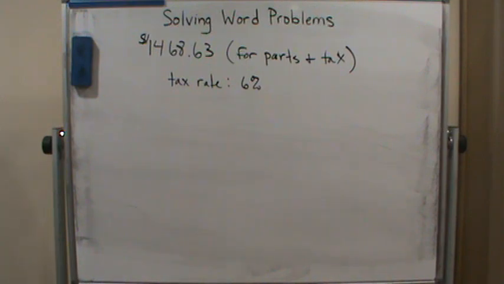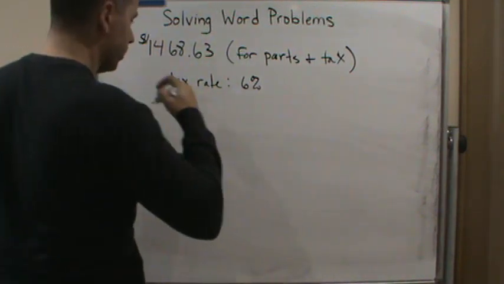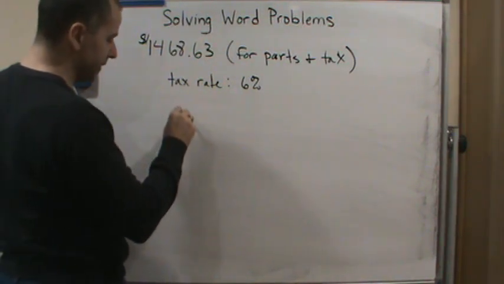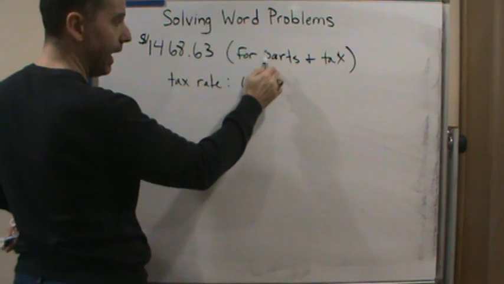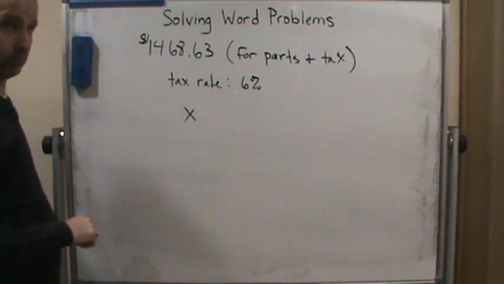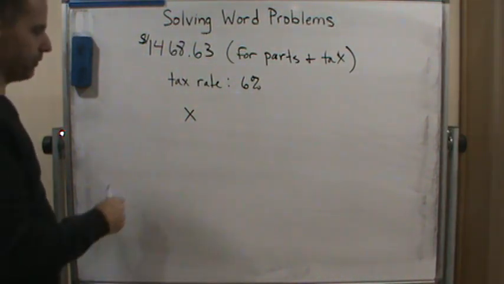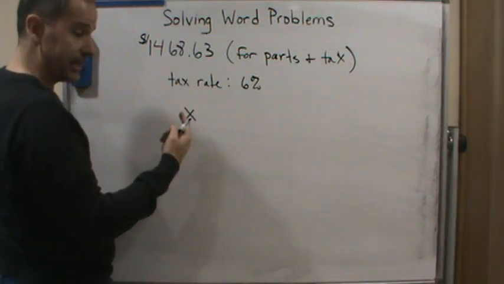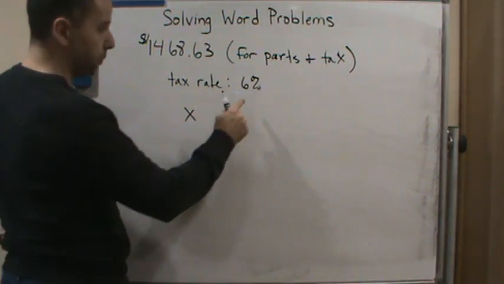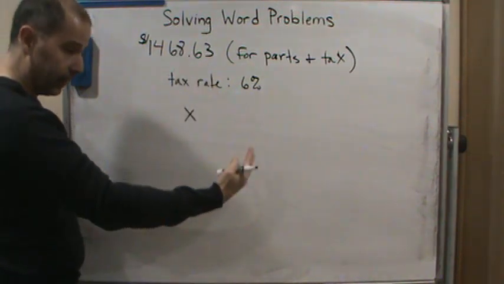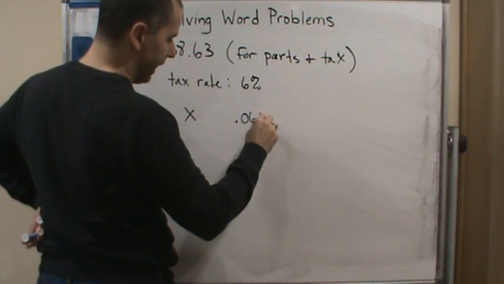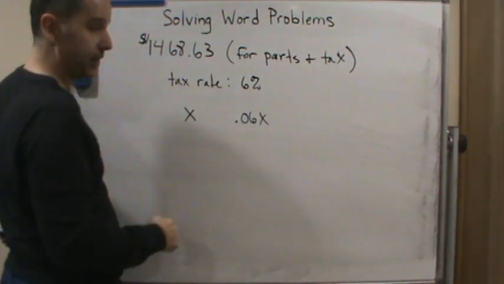Well, okay, so how do we set this up? We need to find the amount of tax, which means let's start with the amount of the parts, right? How much were the parts? What was the cost of the parts? Let's call that x. Now, we've got the cost of the parts plus the tax. Well, what's the tax? 6% of whatever the cost of the parts was. So that's going to be 0.06x, which represents the amount of tax.